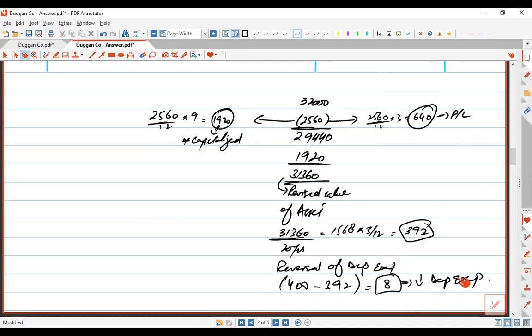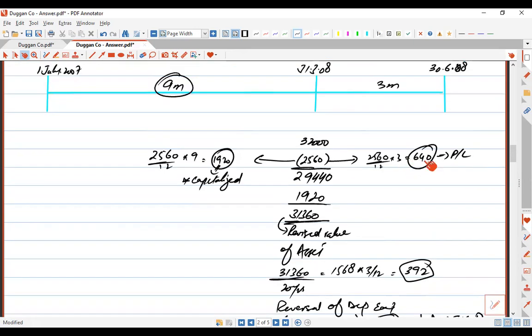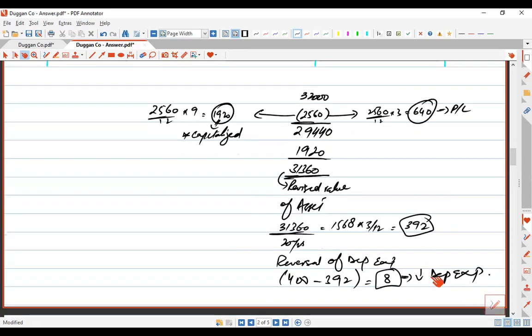So which things are important? The P&L figure for 3 months interest and the revised depreciation expense.